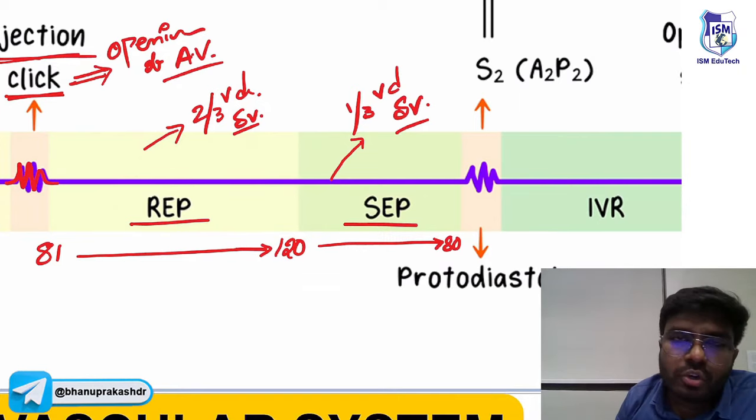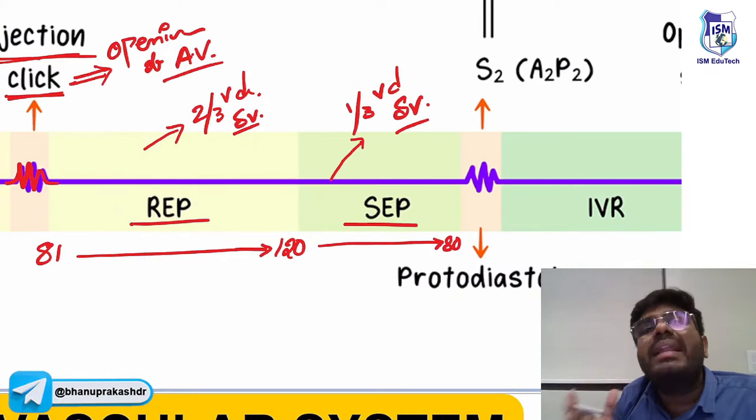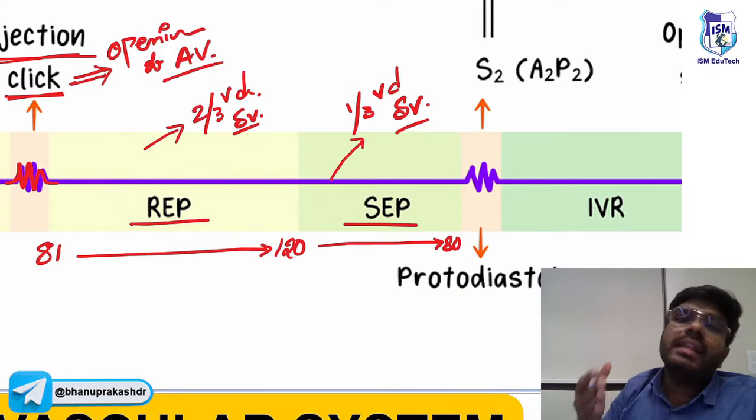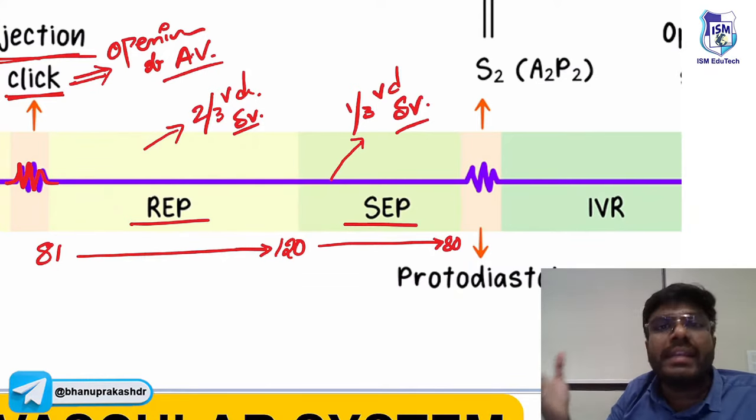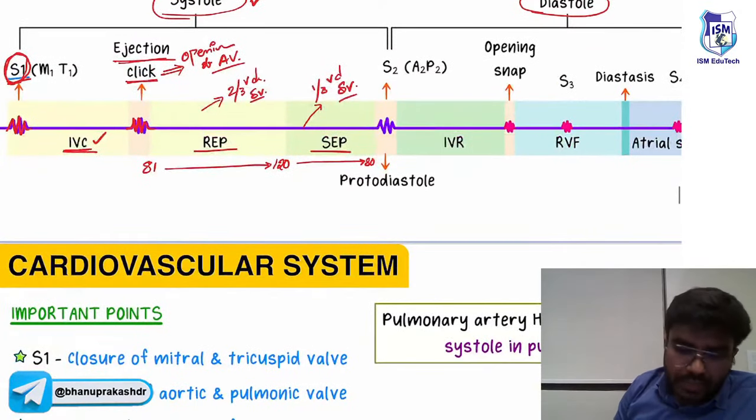Do you know what the stroke volume is? The stroke volume is 70. If you ask me about the range of the stroke volume, it can be somewhere around 70 to 90. Okay, so systole we have completed.